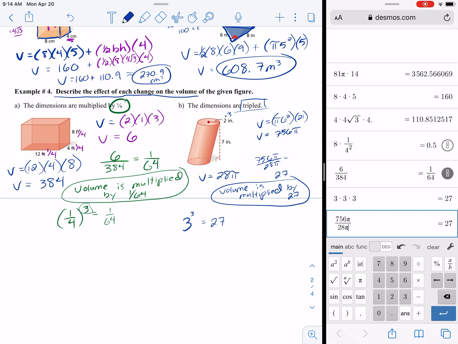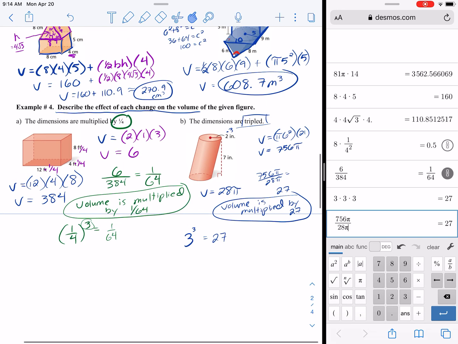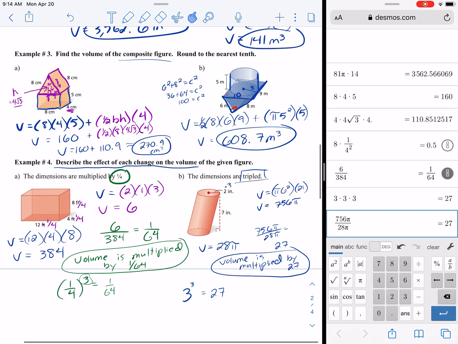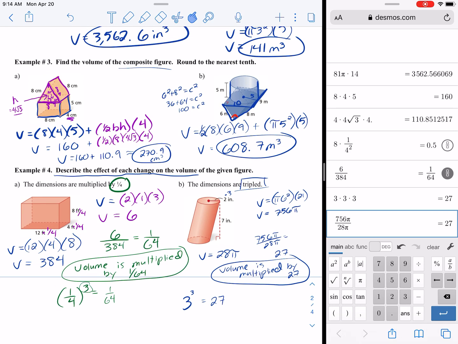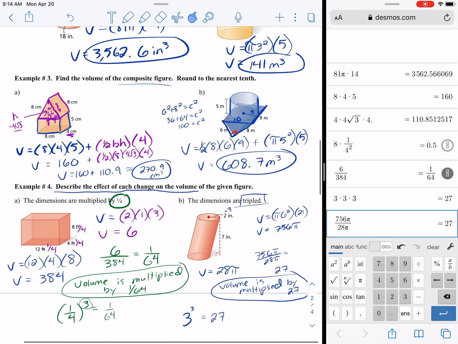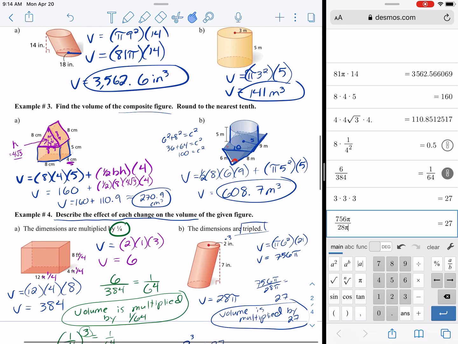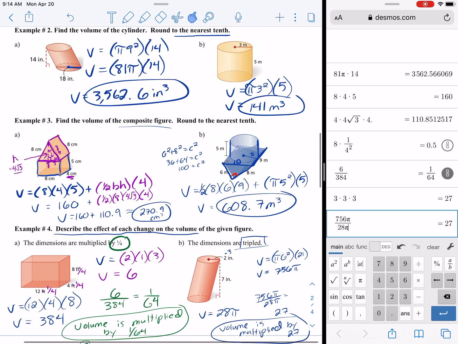All right. So remember, for these problems, when you describe the effect of the change on volume, your answer should be, how is the volume changing? It's being multiplied by what ratio? All right, two solids that we're focusing on for this section on finding volume: cylinders and prisms. And next lesson, which we will work on Friday, will be our cones and our pyramids.